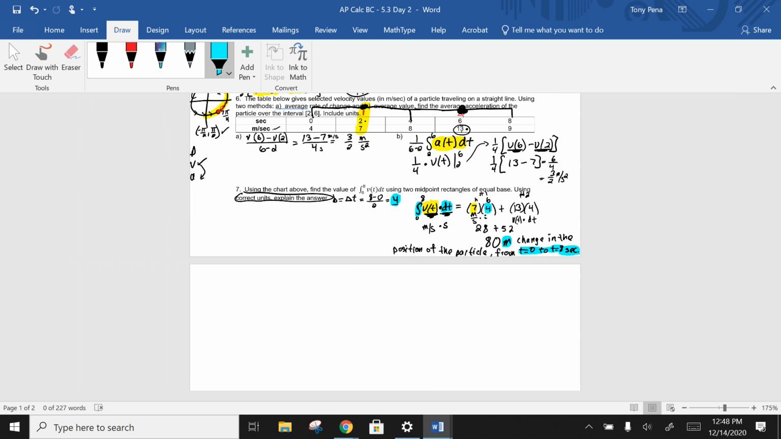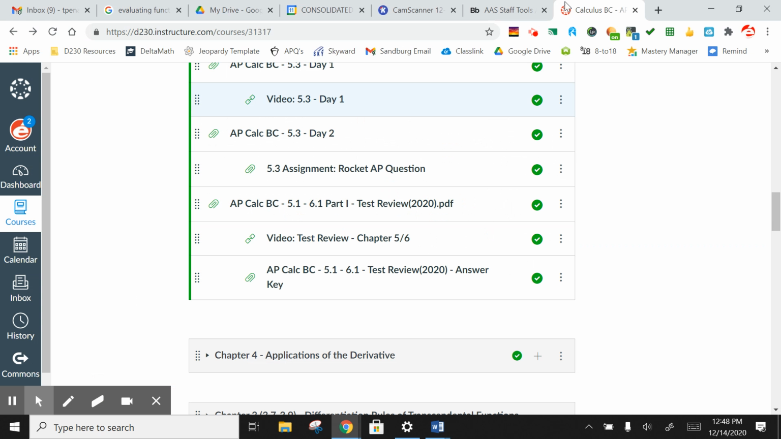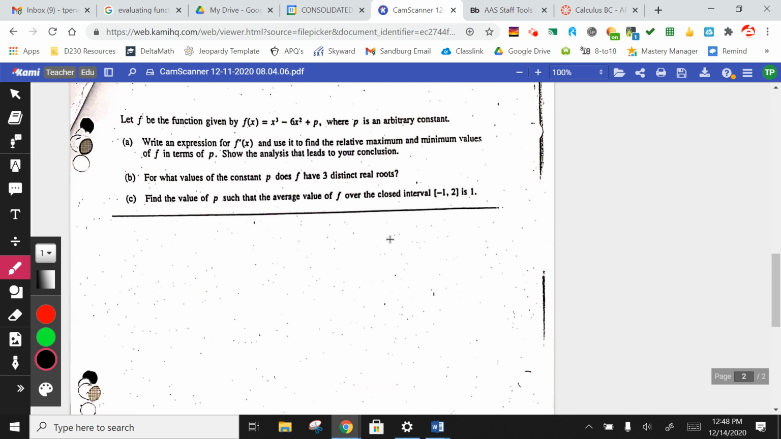Okay, real quick, I was afraid this was going to happen. Go to the back page. There's one that you very much want to see for your test, so I want to make sure we do that. Pretty simple little setup. You're given a function, P is a constant, we don't know what it is. A and B, we're not going to do.